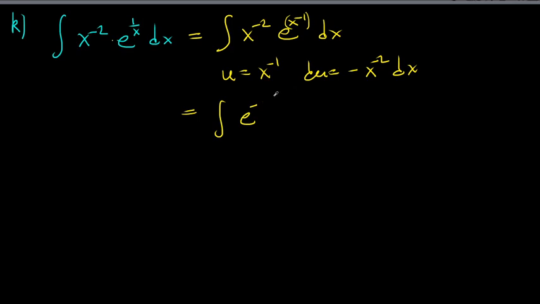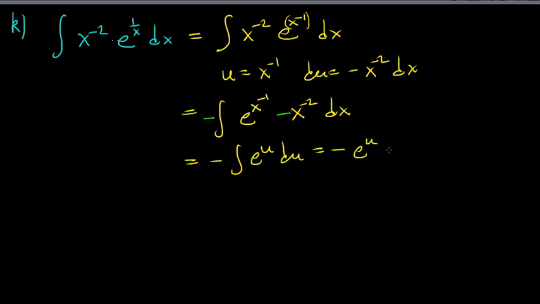Oh, sorry, it's not negative x to the negative 1. It's just e to the x to the negative 1, and then times x to the negative 2 dx. So of course we're missing a minus sign here. We can just bring that outside. And this is just negative the integral of e to the u du, which of course is just e to the u, or negative e to the u, right, plus c. And of course u was 1 over x, so you just get negative e to the 1 over x plus c.